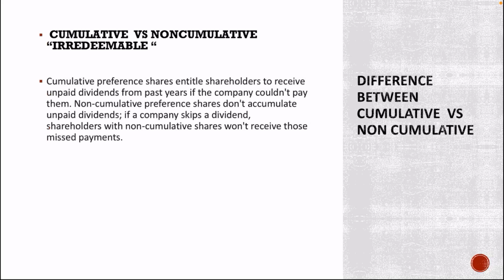But if you are a cumulative preference shareholder, your dividends will be paid both for arrears and for this year, because you are entitled to a fixed dividend payment each year. So you will get the dividend payment of this year as well as of the past if you are a cumulative preference shareholder, right? Hopefully the difference is clear.